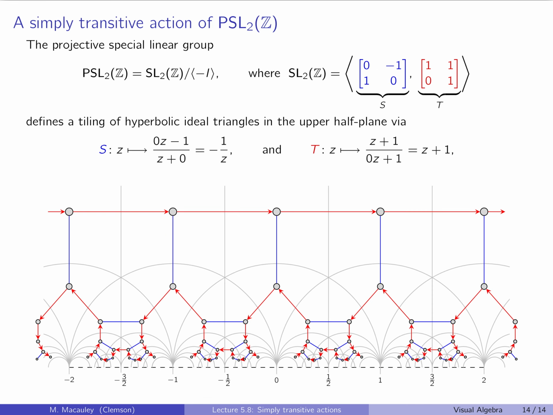I want to finish this lecture with a really fun example of a tiling defined by a group that's called the projective special linear group over Z. It's the special linear group, the set of all 2 by 2 matrices with integer coefficients with determinant 1, but we're going to quotient out by the negative identity, which means that every matrix is equivalent to its negative. This comes up in number theory. This is called the modular group.